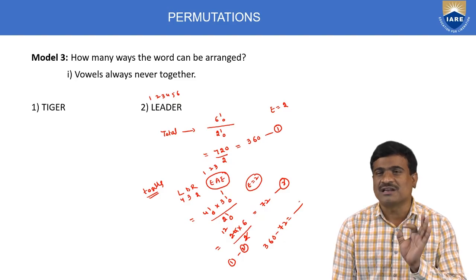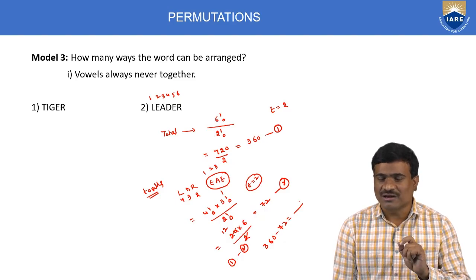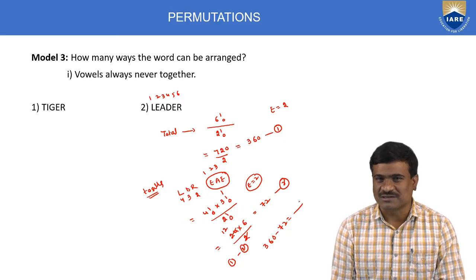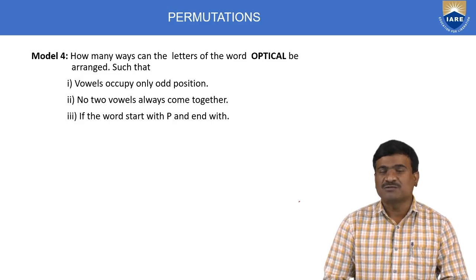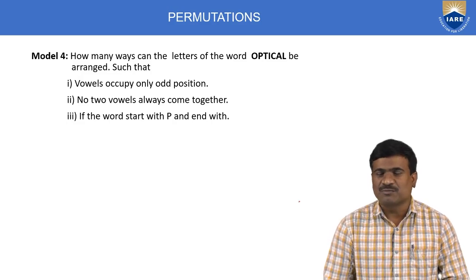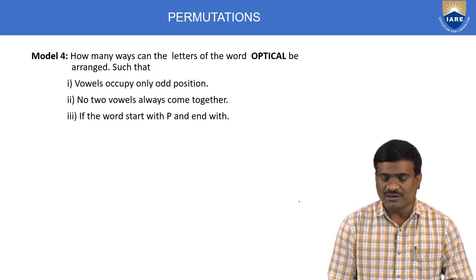Four concepts in your exam. Minimum 1, maximum 2 will come from only the permutation concept. Okay, yes, now the last one. Here, the fourth example, the last model using the letter concept. Here, the fourth model.